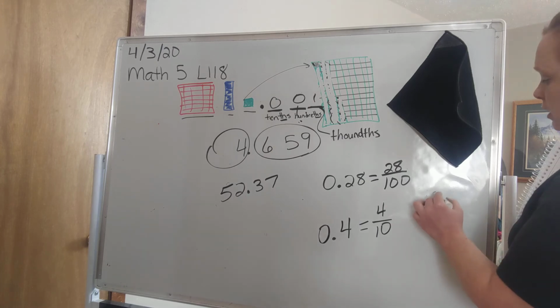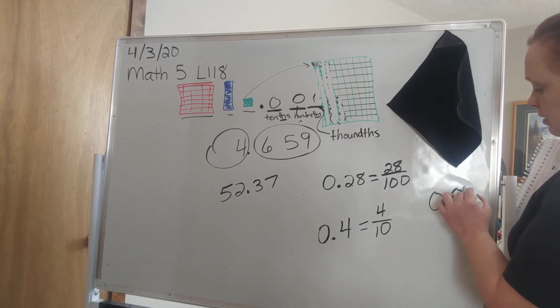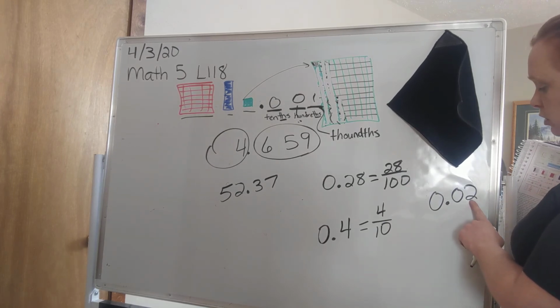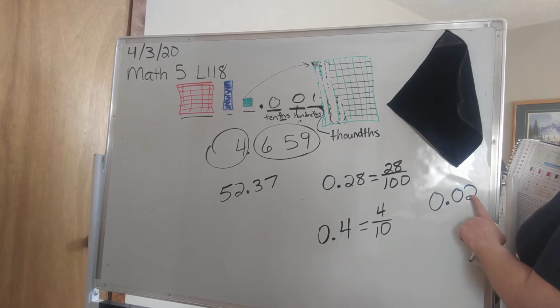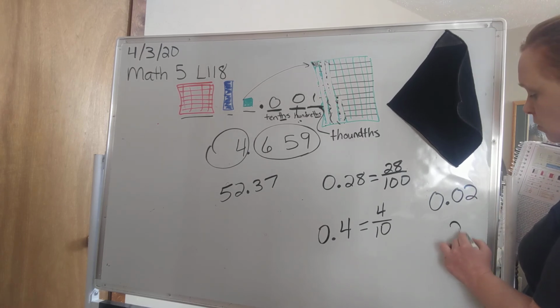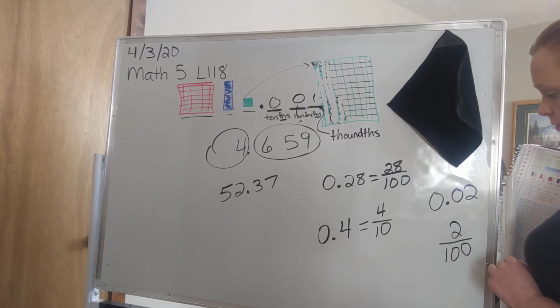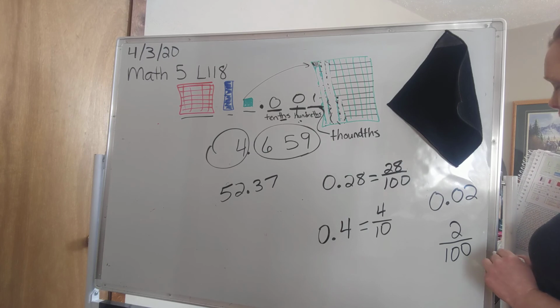Okay. I want to trick you really quick. What would this decimal be? I want you to think about where the 2 ends. Does the 2 end in the tenths place or the hundredths place? Okay, so it ends in the hundredths place. So this one would be 2 hundredths, not 2 tenths. Okay, so just be really careful with that.